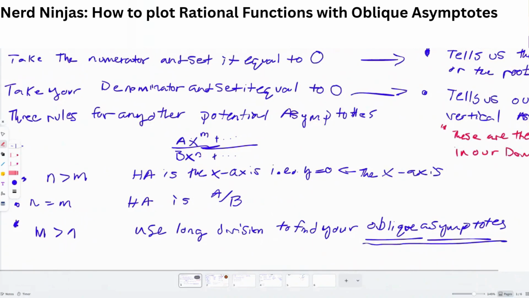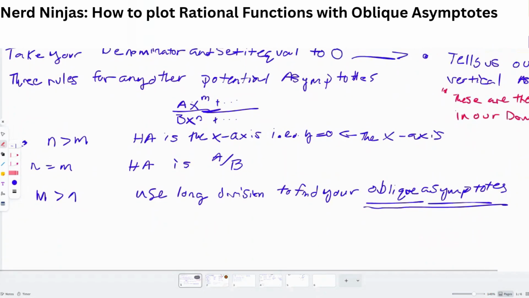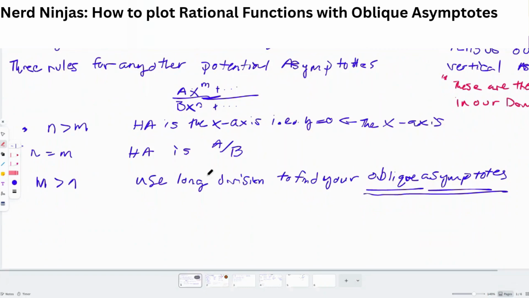And for information, that's y equals 0. And if n is equal to m, then your horizontal asymptote is the leading coefficients a over b. But in our case, we have a very unique situation, which is less common, and that's when the degree in the numerator happens to be greater than that in the denominator. And we've done that before with long division, but that's exactly what we do in order to find our oblique asymptote.